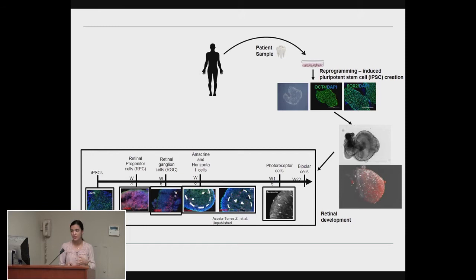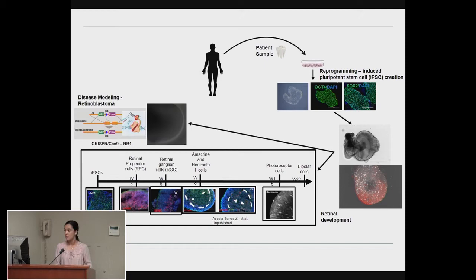So this model can give us insight into the early stages of development and more understanding of what's going on in retinal differentiation. Furthermore, with the use of gene editing tools such as CRISPR, we have been able to create a retinal organoid that has a knockout for the retinoblastoma gene, so that we have a model to understand how this tumor progresses and how it develops in the retina.